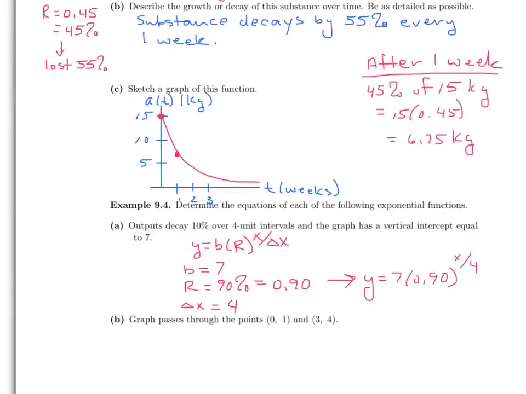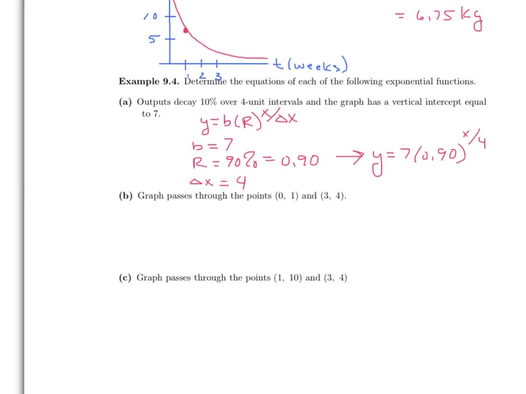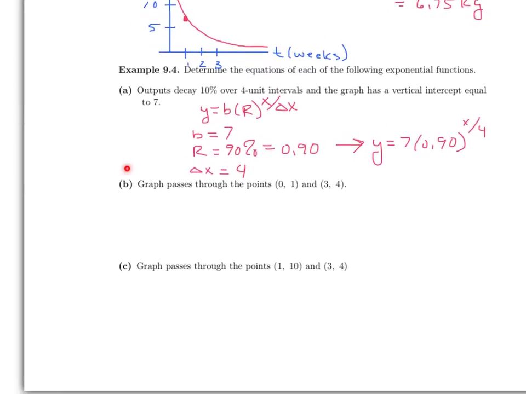Now let's have a look at the next example, B. In this case, we're given information about the graph of this function. We're told that the graph passes through the points (0, 1) and (3, 4). Well, let's start by sketching a graph of this function so that we can begin to see whether we're talking about growth or decay.